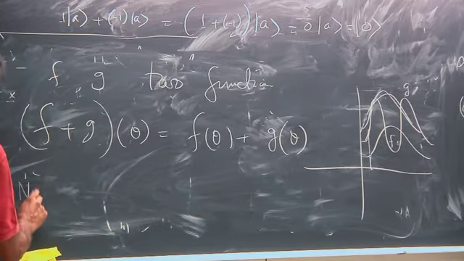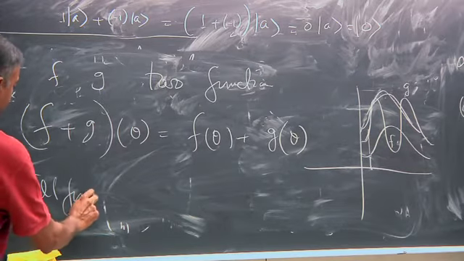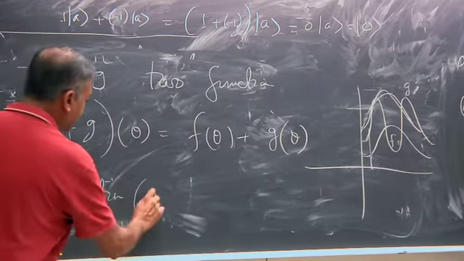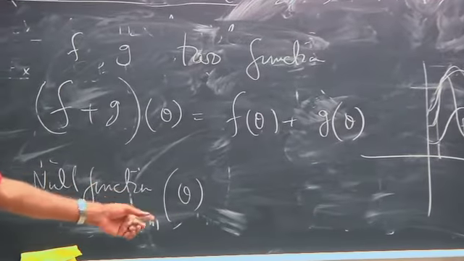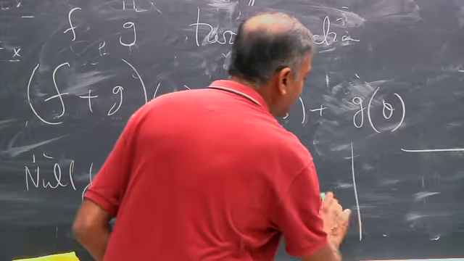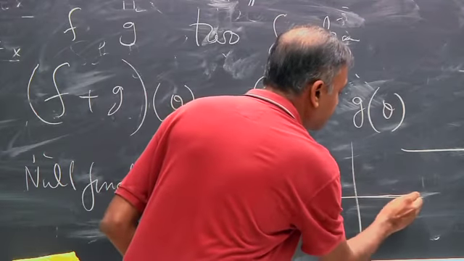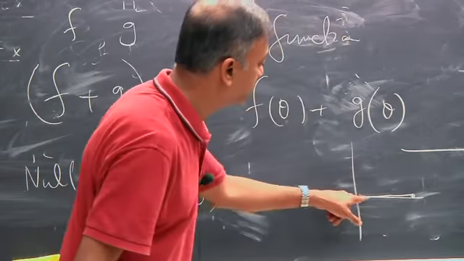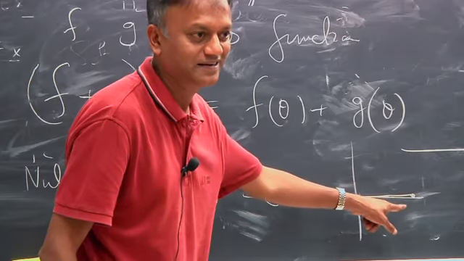The null function evaluated at theta for any theta is simply 0. So the null function is just that. Its value is 0 throughout, from 0 to 2 pi.